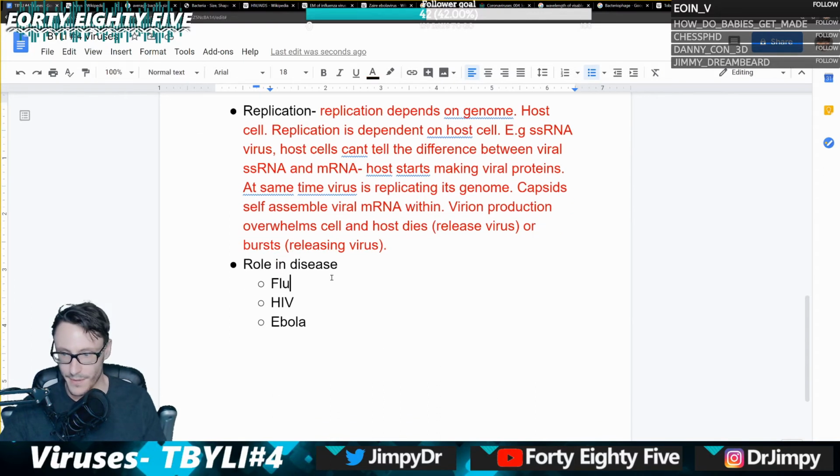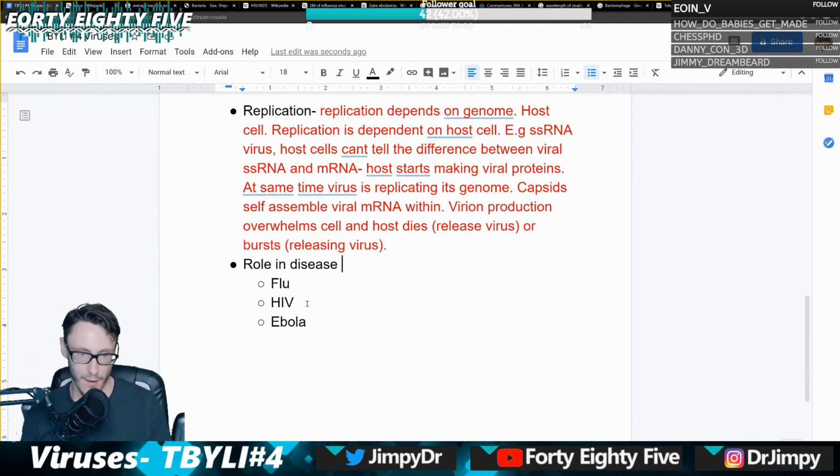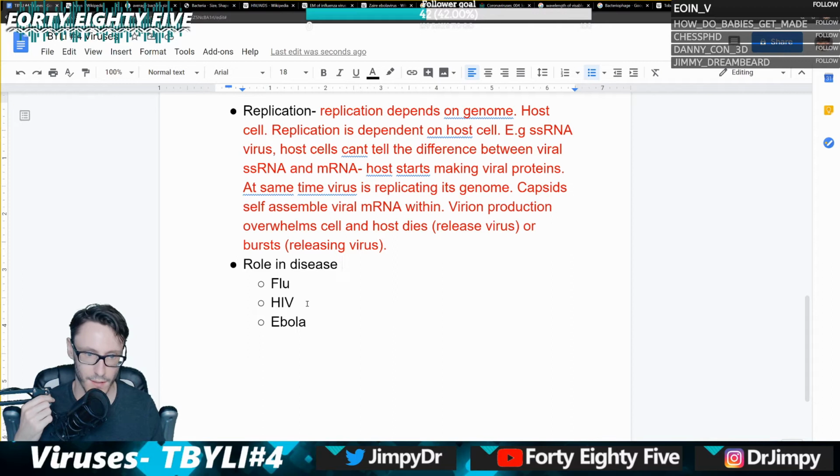So let's get on to some of the examples that we've got. So we've got role in disease. Obviously, we all know that viruses are responsible for a lot of diseases. We're in the midst of a pandemic right now. But every year we have a seasonal flu epidemic. We have the HIV pandemic, which has been around since the 1980s. And another example is Ebola, which is a virus which causes an absolutely horrific disease that is born out of a virus as well, and they all behave slightly differently. So let's go through that.